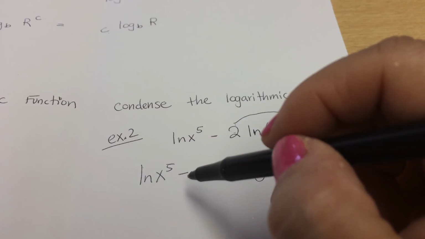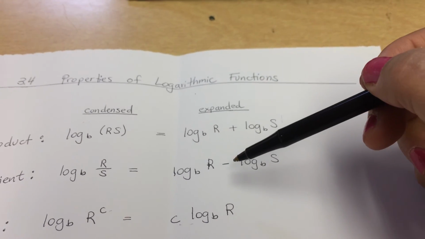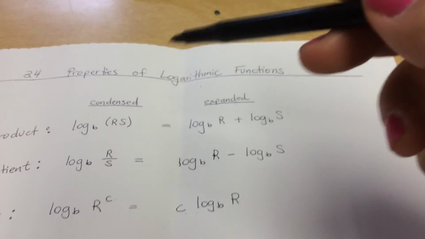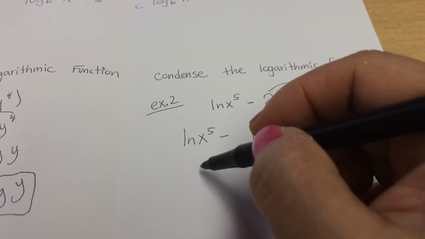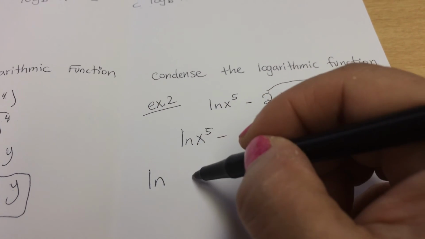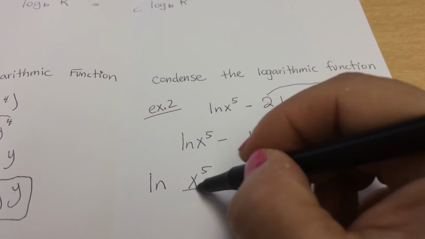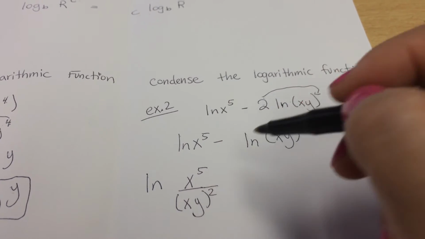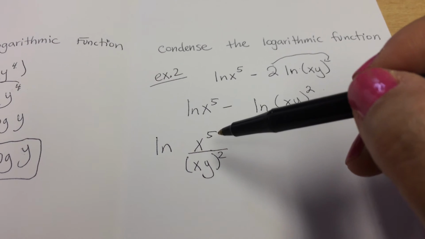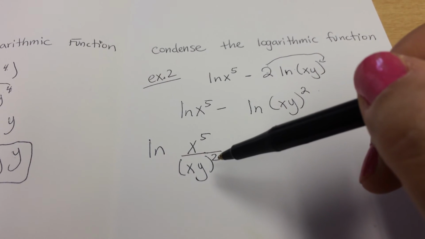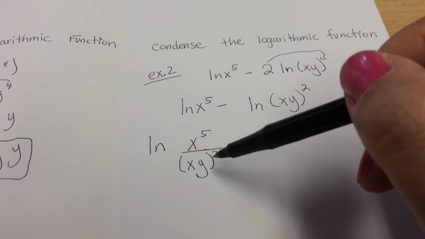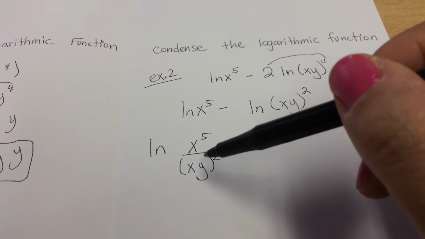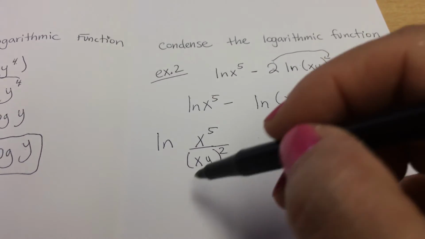Now, condensing the minus: the minus right here turns into division. So let's divide it. We're factoring out the word ln, so we write it once, and then we have x to the 5th divided by xy to the 2nd power. Okay, now this is not a final condensed form, because I may want to distribute this 2 into each one of these guys right here and then condense it further. So let's do that.